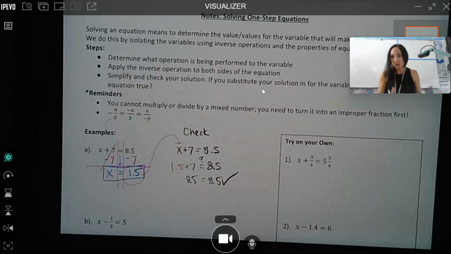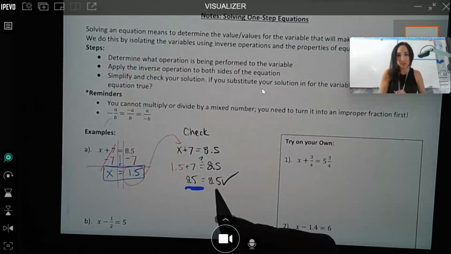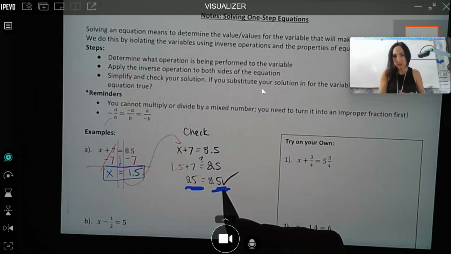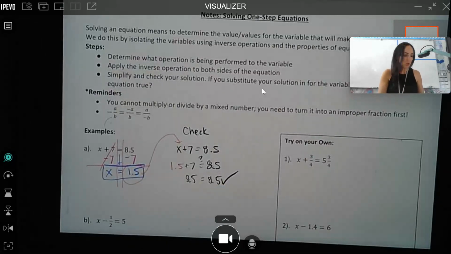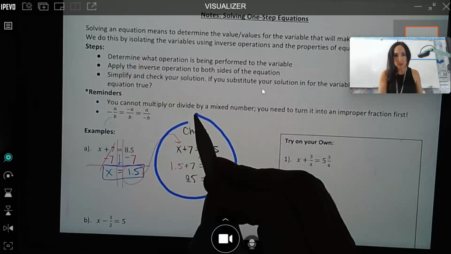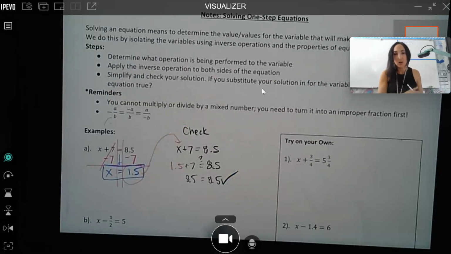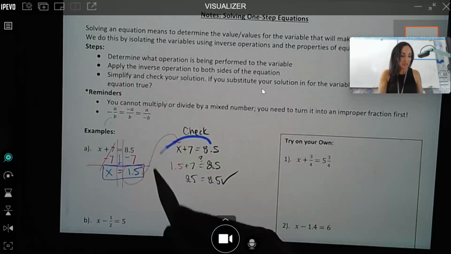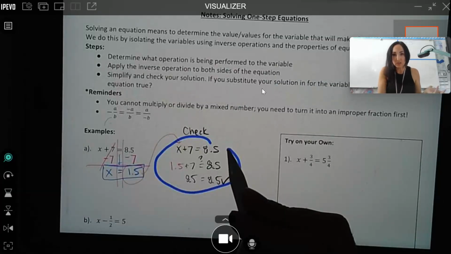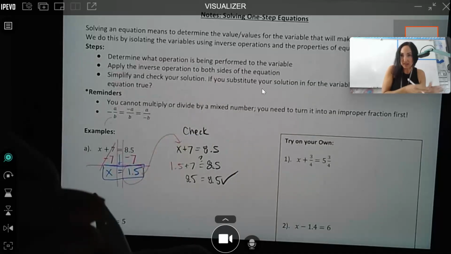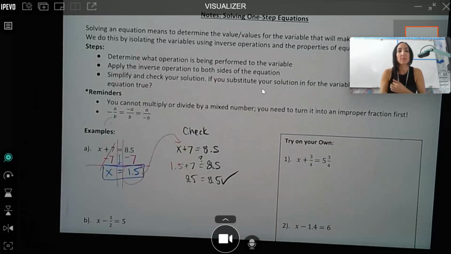So I can always check it's right by plugging it back in and seeing if it actually makes both sides of the equation equal to each other. Now, you don't have to show your check. I'm not going to ask you to show your check on your homework or on the test, but it is something you should do. You should check if your answer is right. You should be plugging it back in and making sure it actually is the solution.